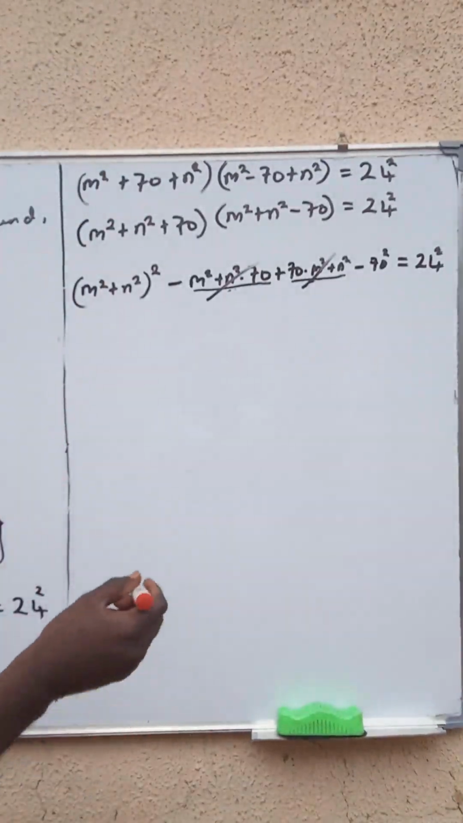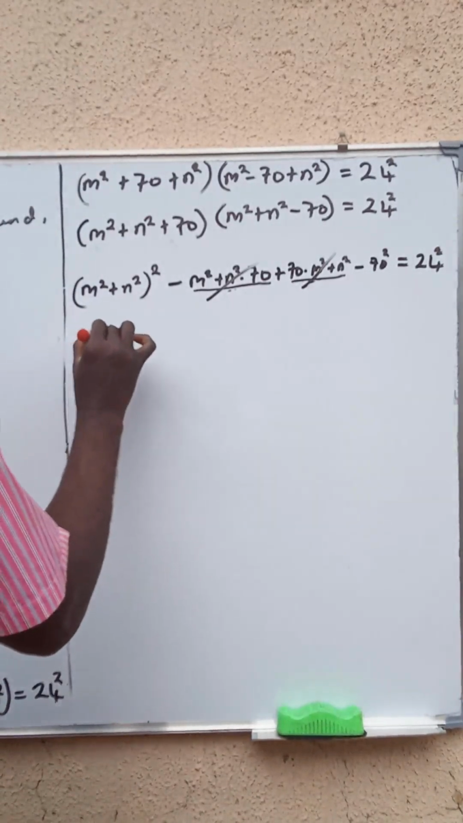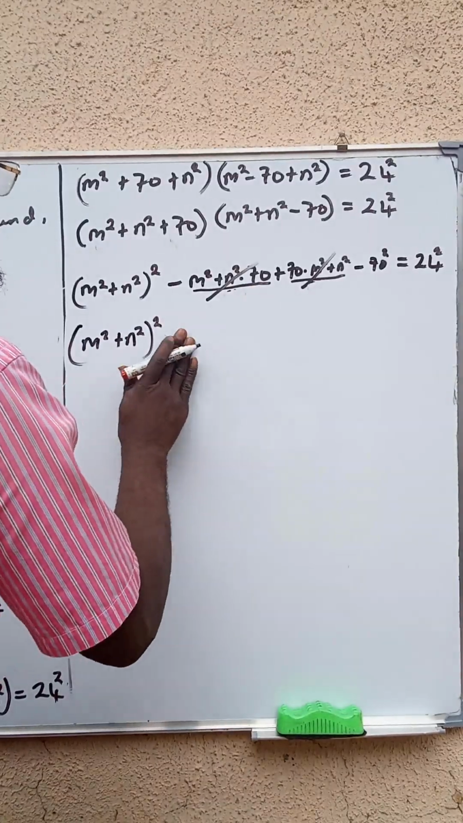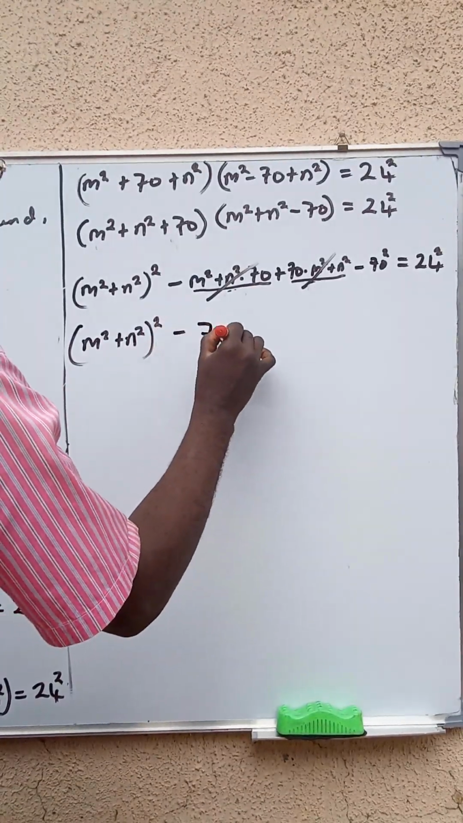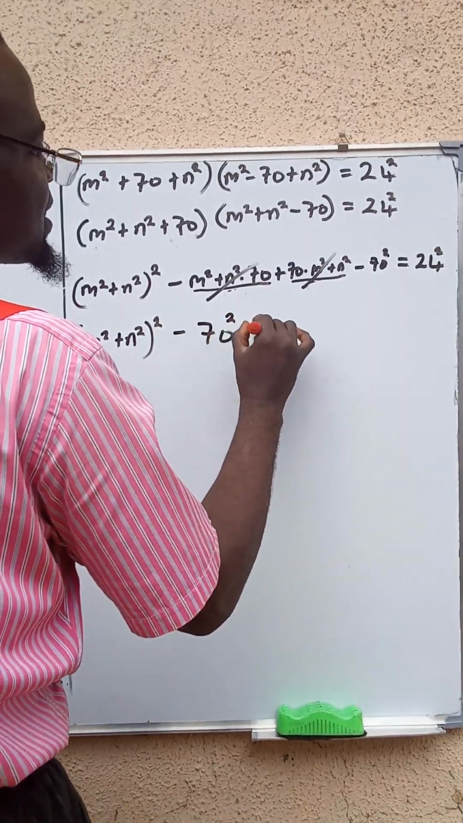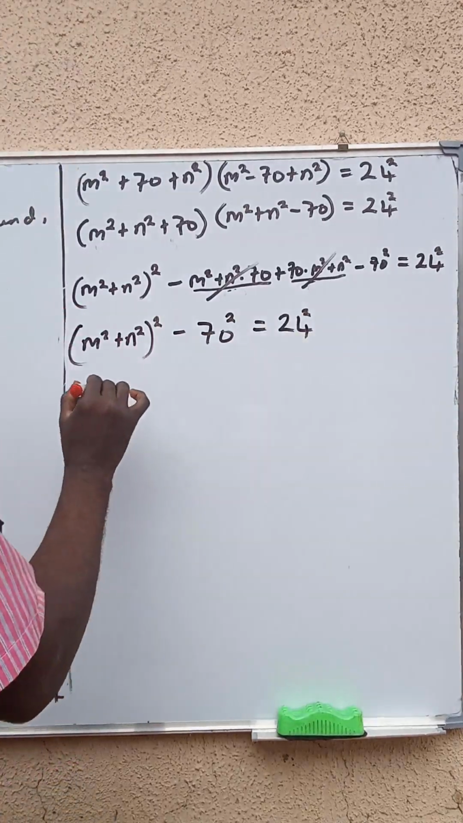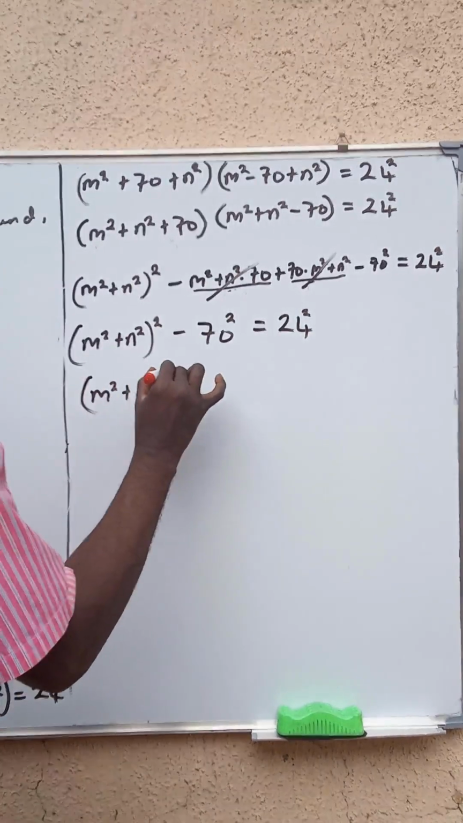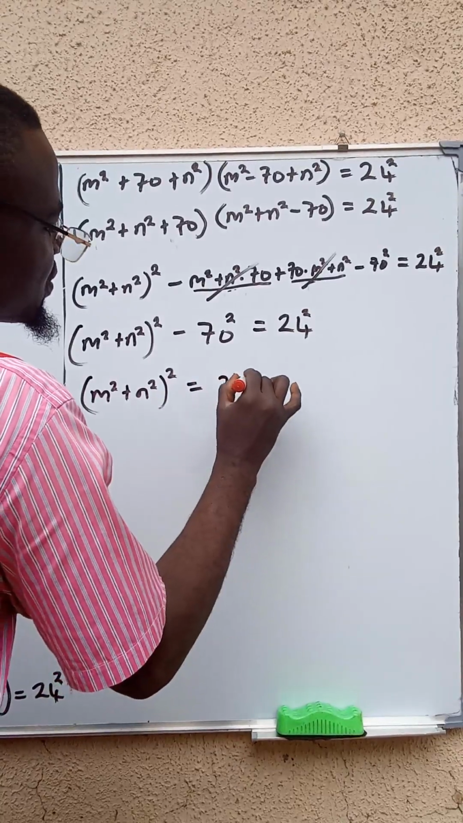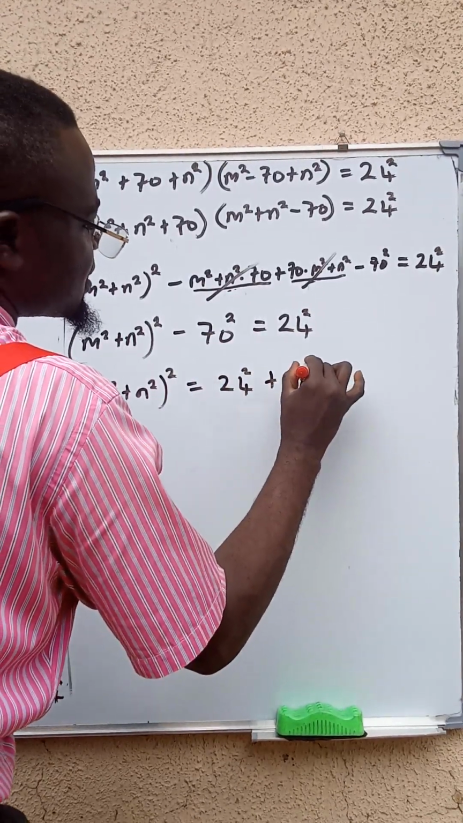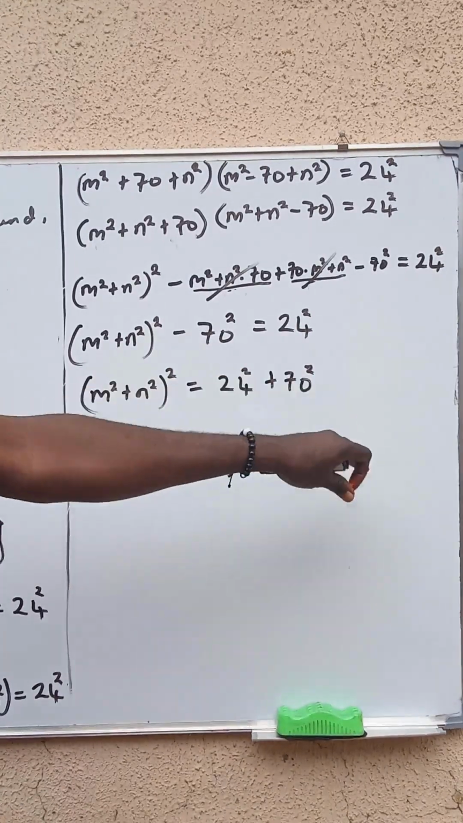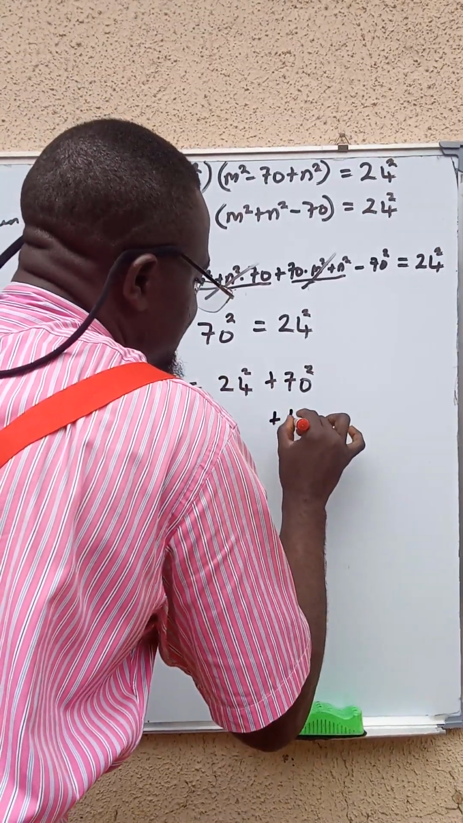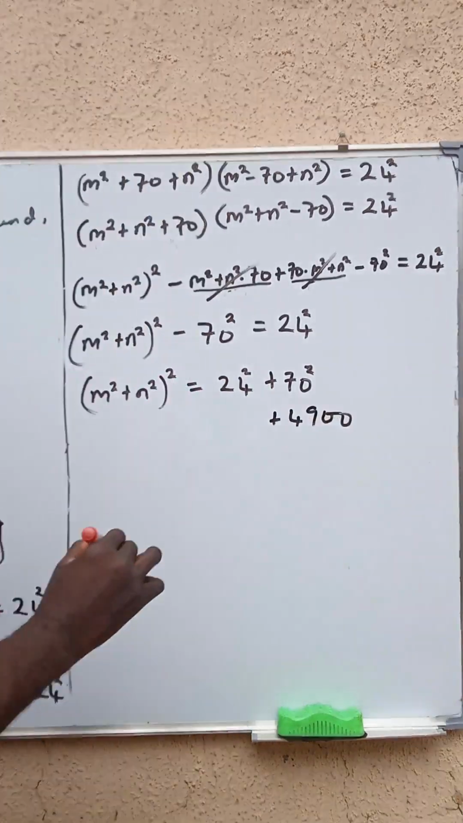Good. Now this one now gives me what? M squared plus n squared all squared. I wanted to jump one step. Minus 70 squared is equal to 24 squared. So this is the same thing as what? M squared plus n squared all squared is equal to 24 squared plus 70 squared. Minus 70 crosses the sign of equality, so it is changed to plus. Now 70 squared, I know too well that is 4,900, because 7 times 7 is 49. I'll just add 0.